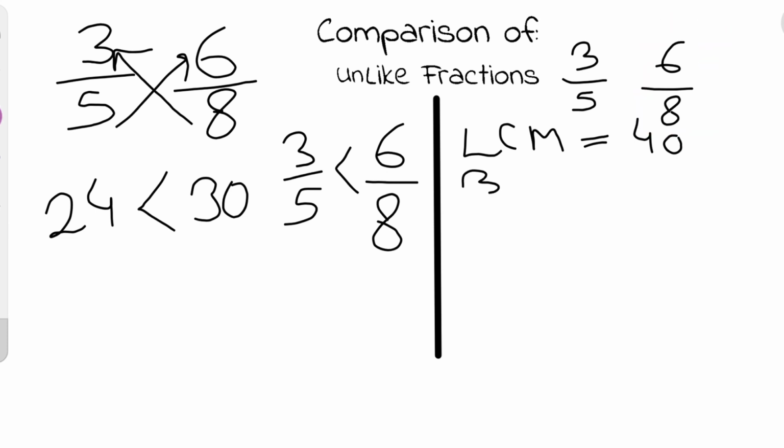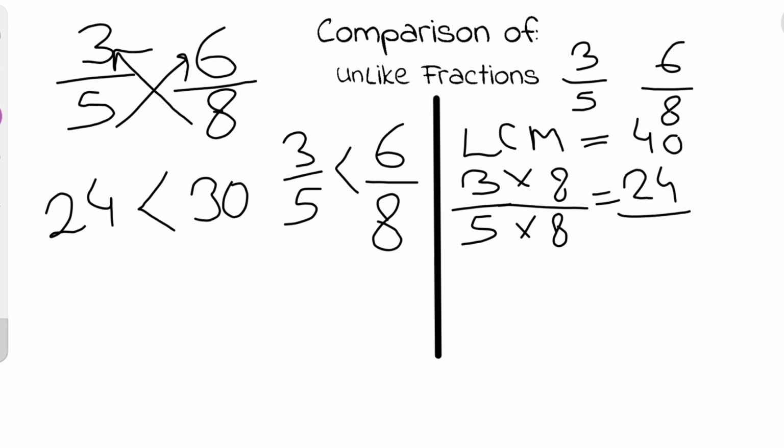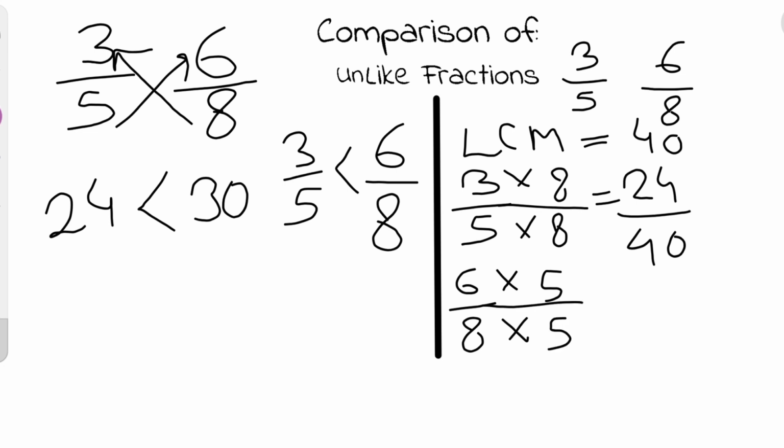So in the case of 3 by 5, if we multiply both the numerator and denominator by 8, we will get an equivalent fraction with denominator 40. 3 8 times is 24 and 5 8 times is 40. And similarly for 6 by 8, if we multiply both the numerator and denominator by 5, we will get an equivalent fraction of 6 by 8 with denominator 40. So 6 5 times is 30 and 8 5 times is 40.